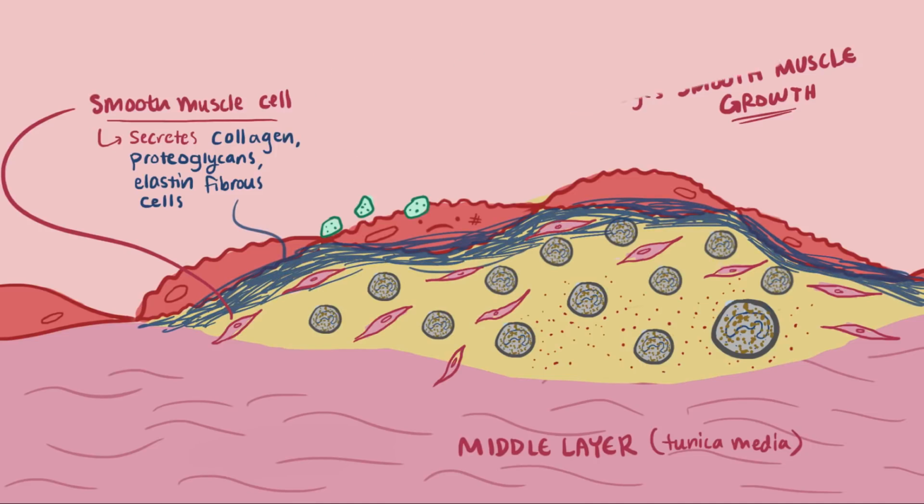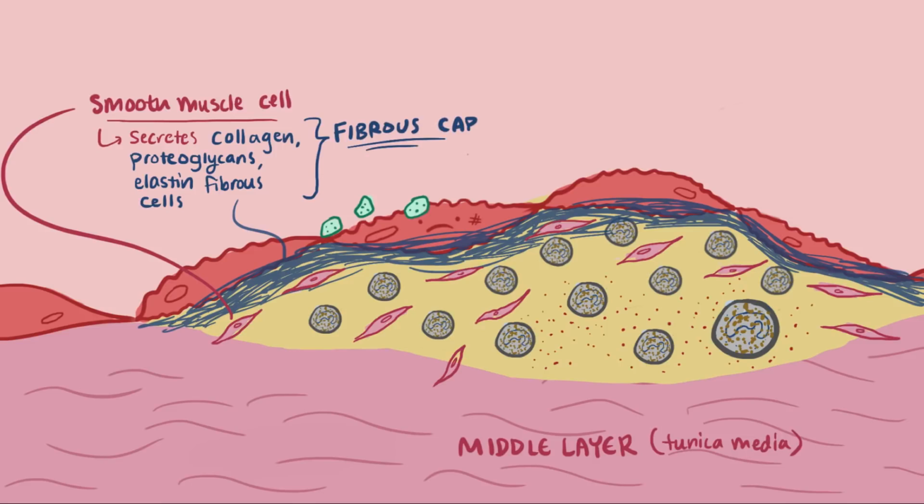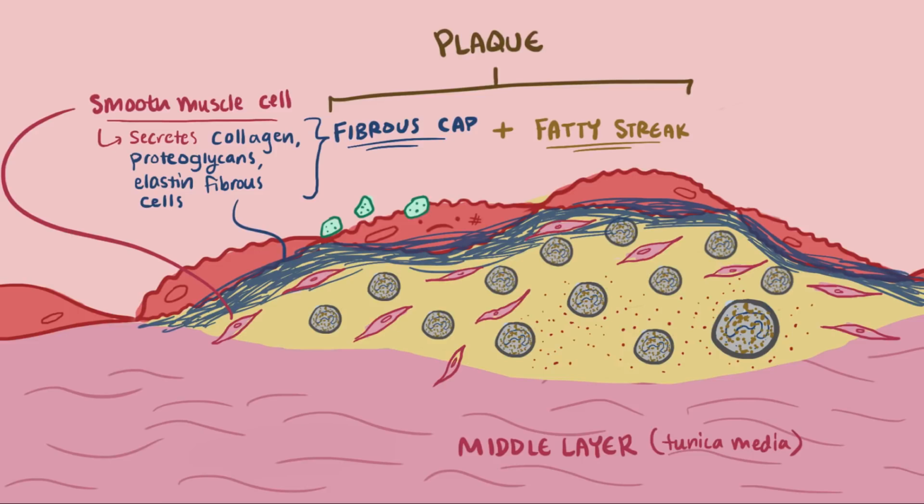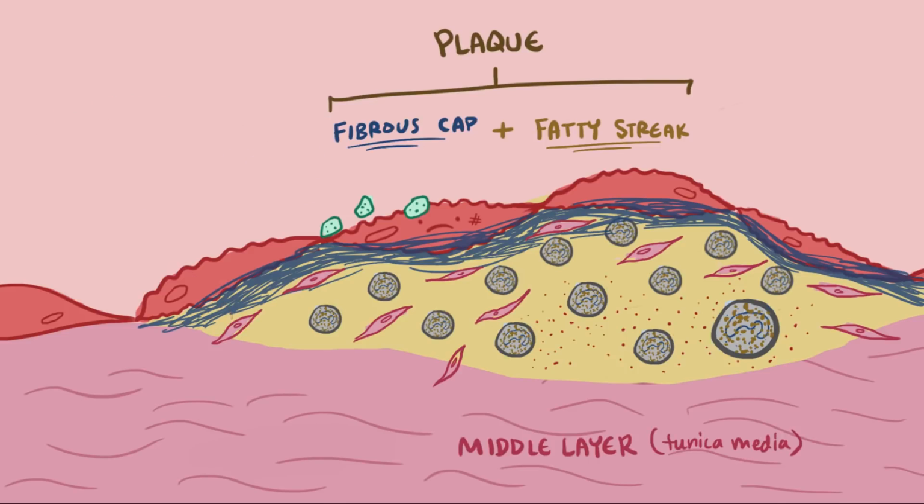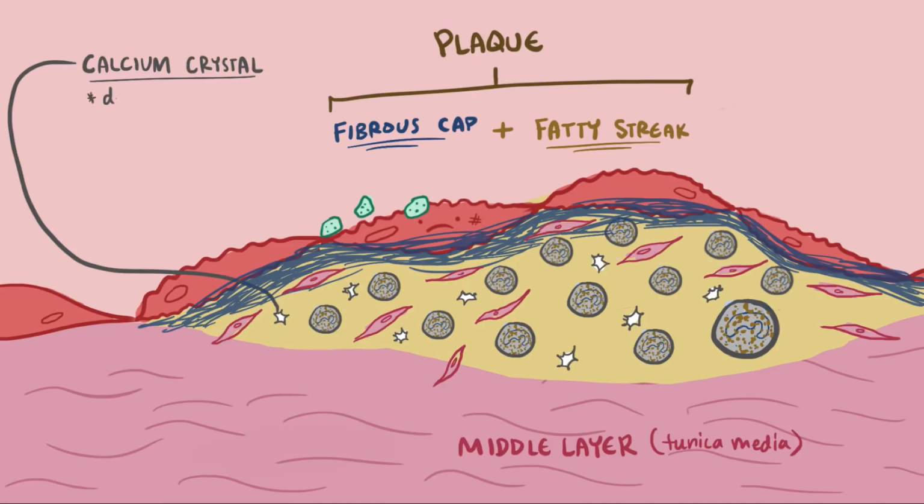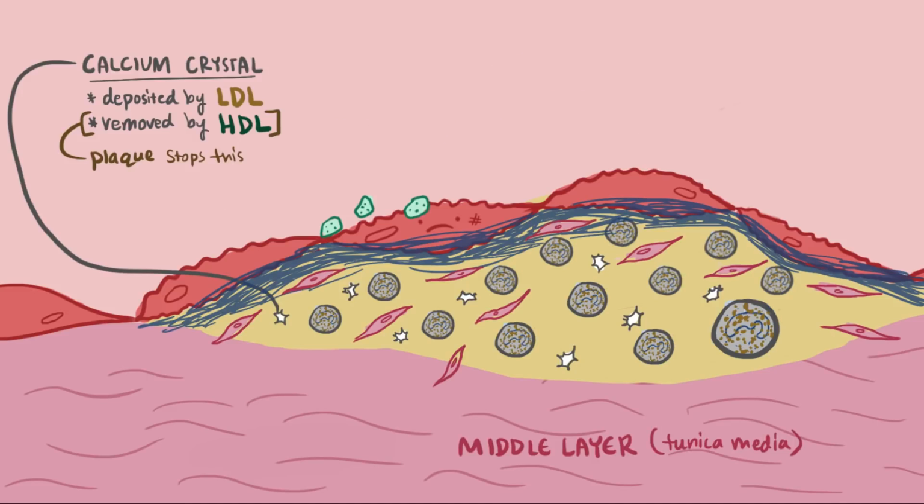And we call this extracellular matrix wall a fibrous cap, and together both the fatty streak and the surrounding fibrous cap is called plaque. The presence of fatty streaks causes the underlying smooth muscle in the blood vessel wall to also start depositing calcium into the plaque, creating crystals. Normally, calcium is deposited into the vessel wall by low-density lipoproteins and is then removed by high-density lipoproteins. The accumulation of plaque in the vessel messes up the ability of the high-density lipoproteins to remove calcium from the vessel, so a buildup of calcium occurs in the vessel wall and it crystallizes.